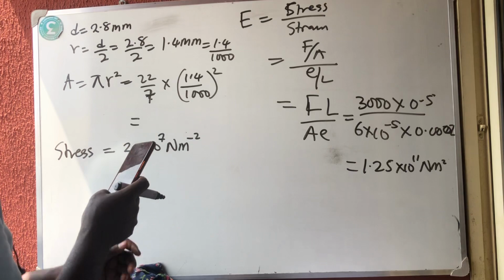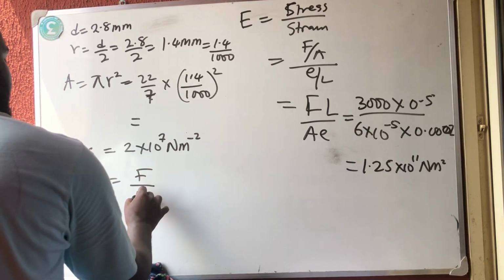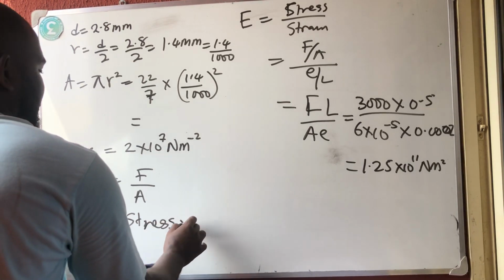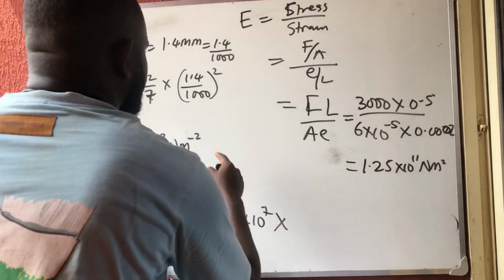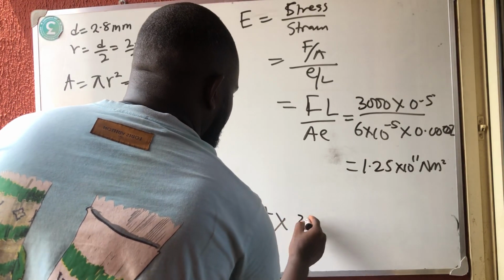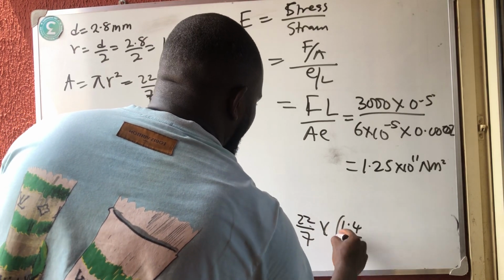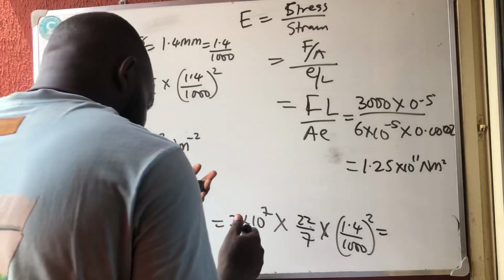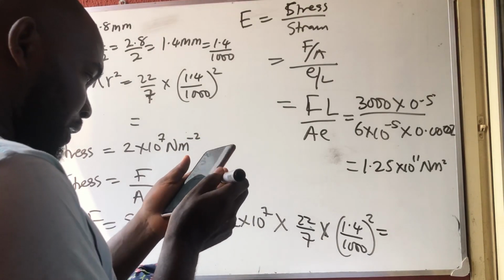You know that the weight is same as the force, and we know that stress is equal to force over area. So the force, which is same as weight, is stress times the area, and the stress is 2 times 10 raised to power 7 times the area. The area is 22/7 times 1.4 over 1000 all squared. So do everything to get your result. Press your calculator.